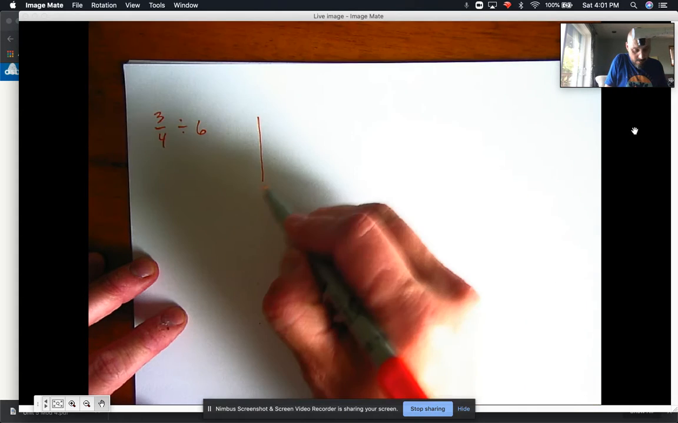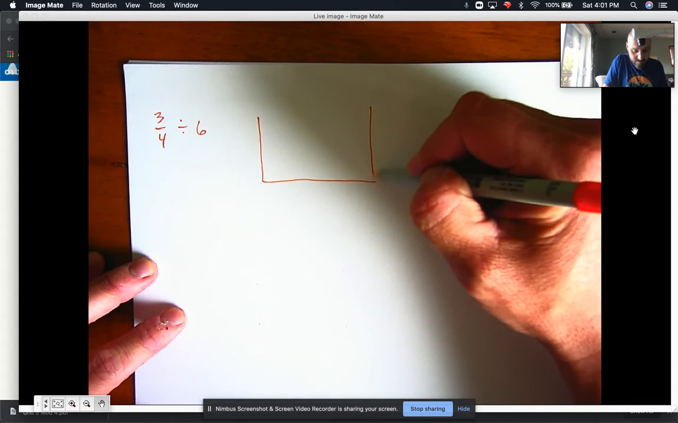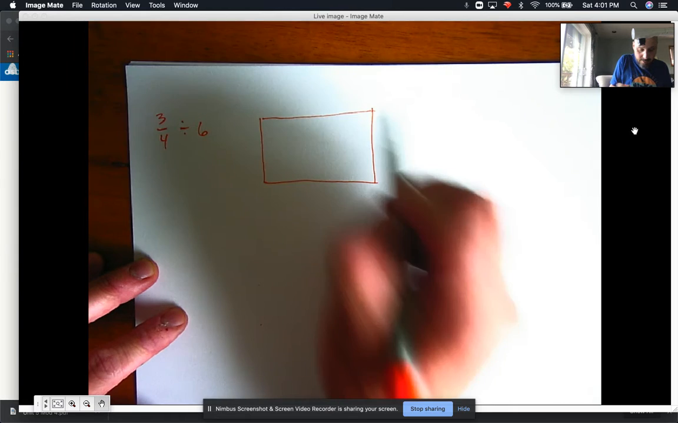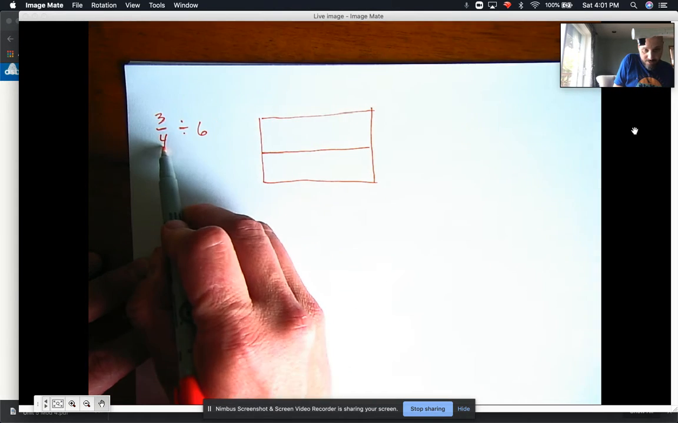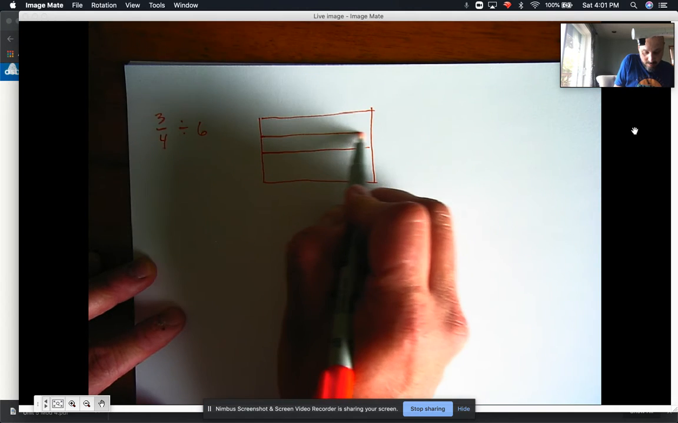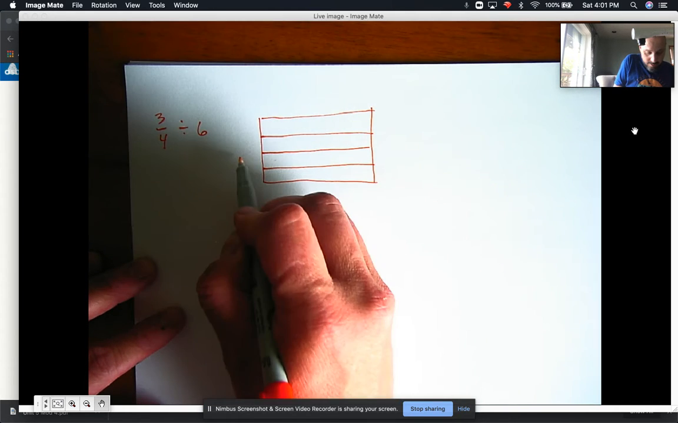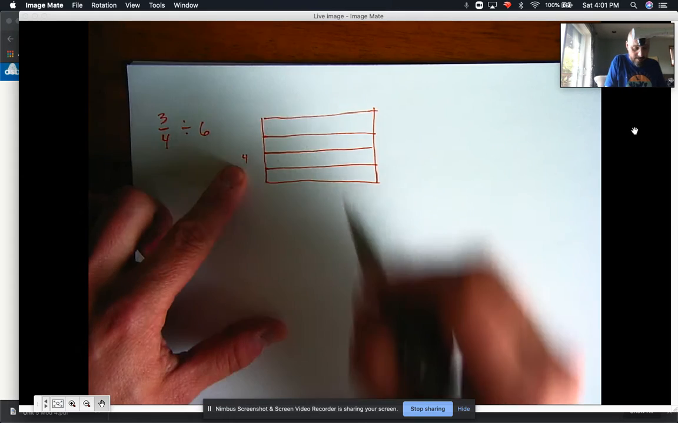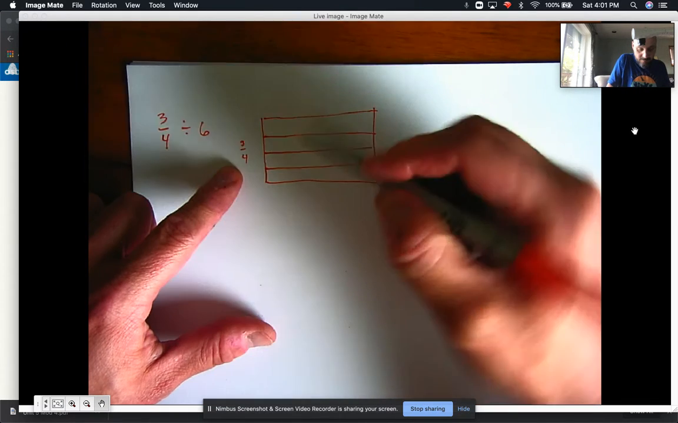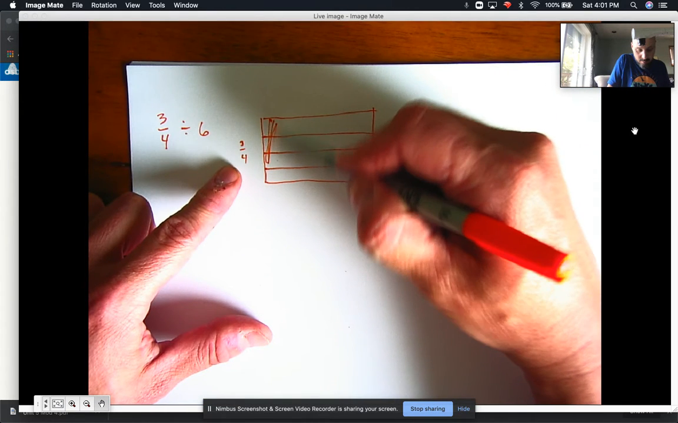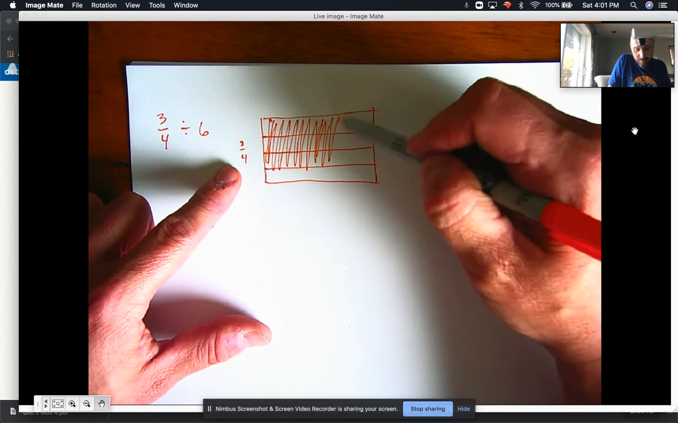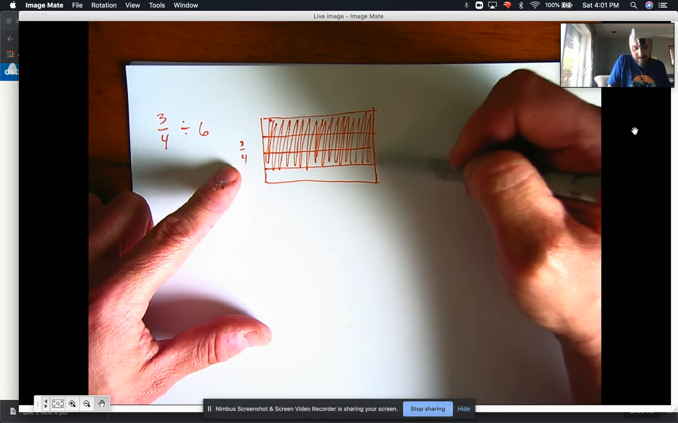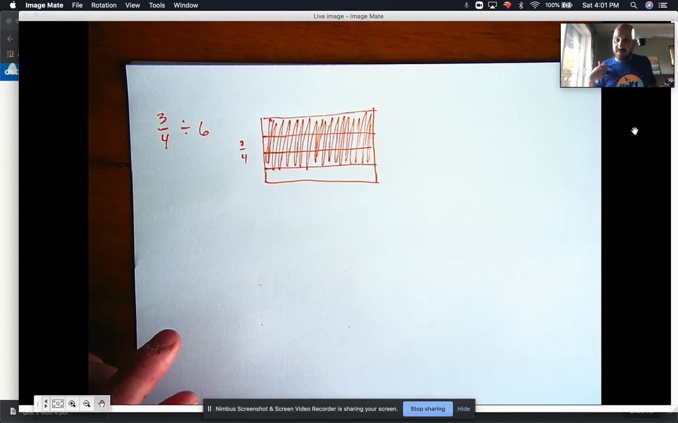We're going to take our brownie pan. I'm making this big one this time. I'm hungry. Okay. Let's divide this by fourths first. Okay. Dividing it by fourths. So I'm going to shade in 3/4. So 3/4 of the brownie pan is there when 6 friends come home.